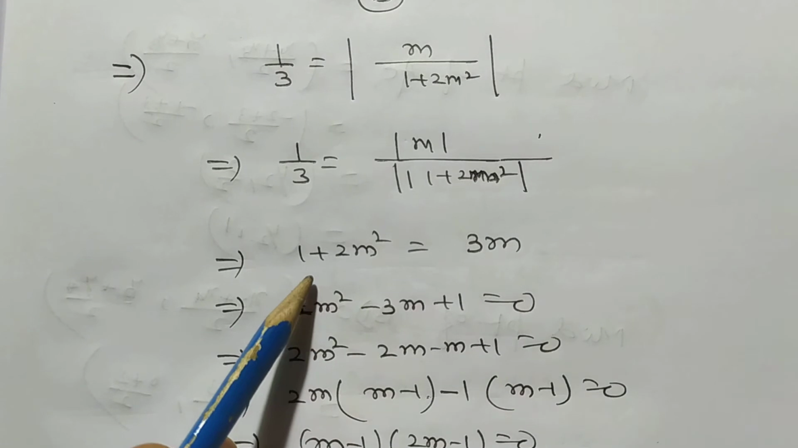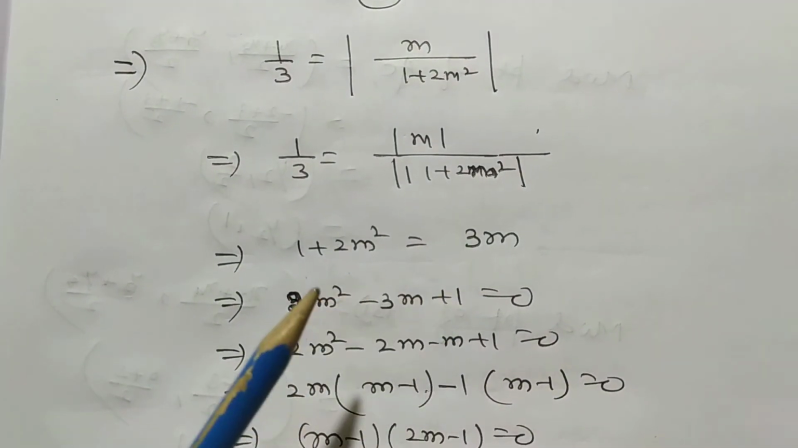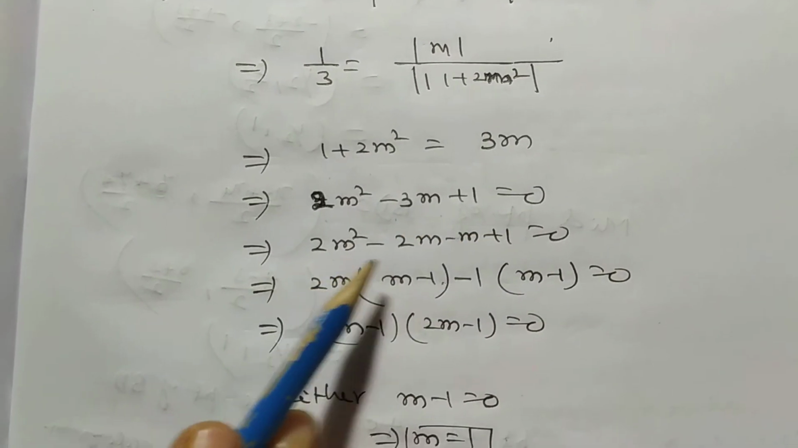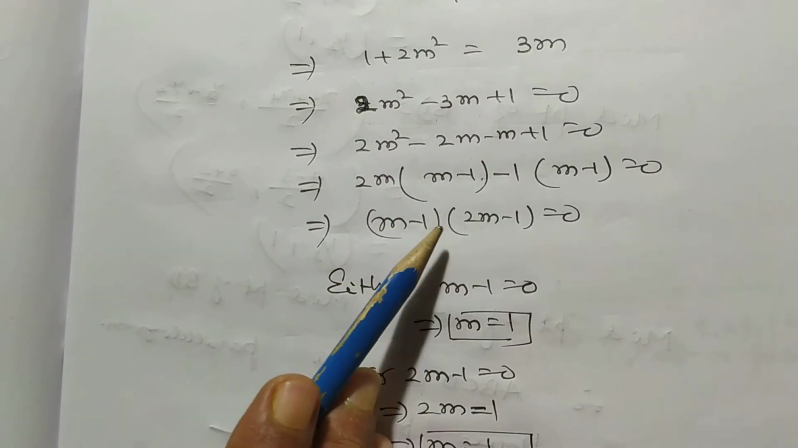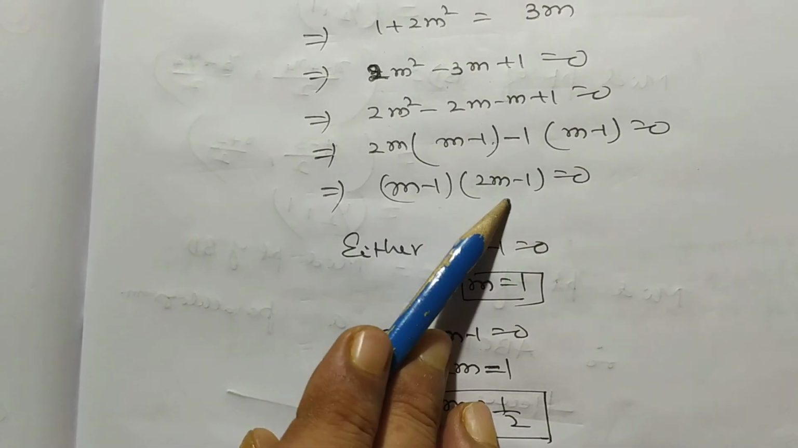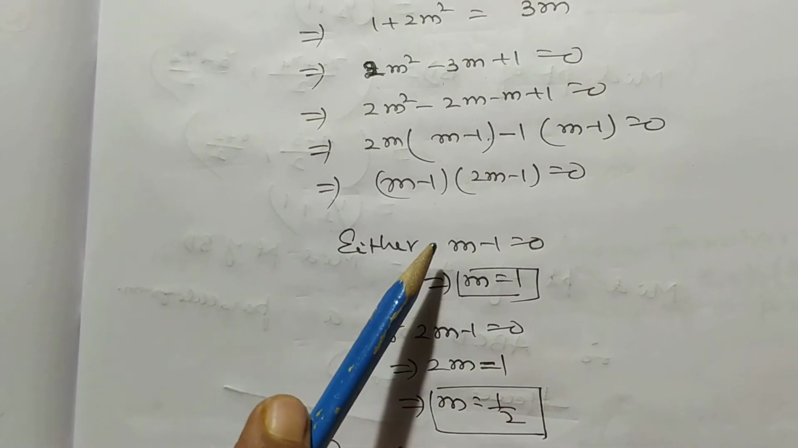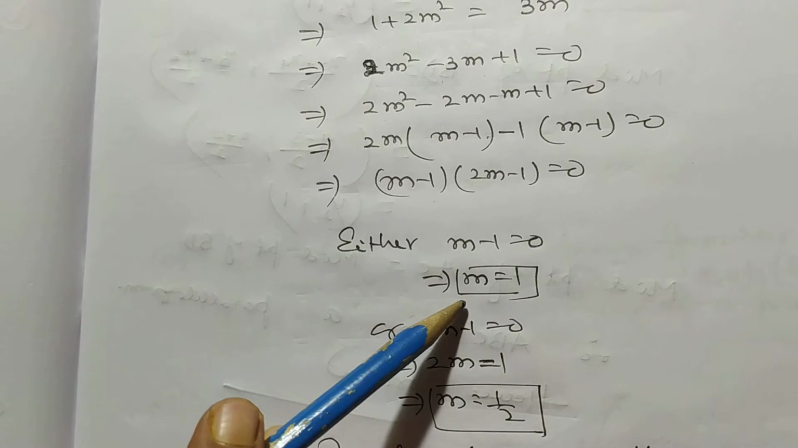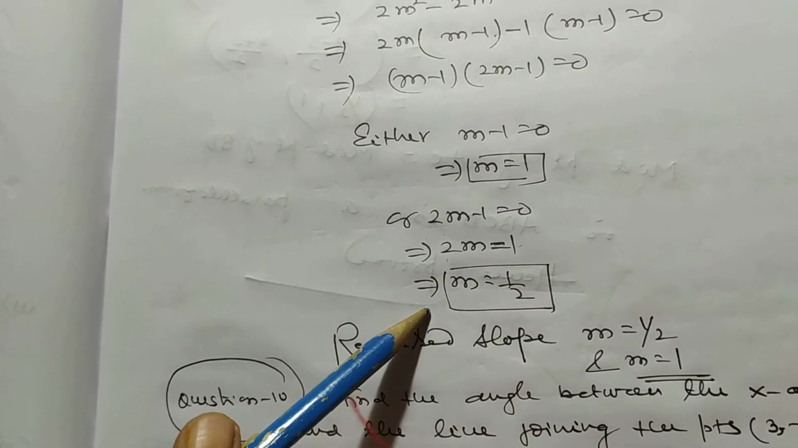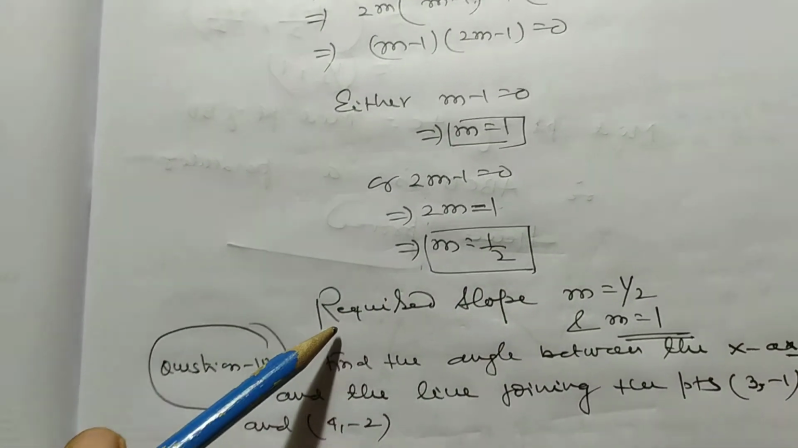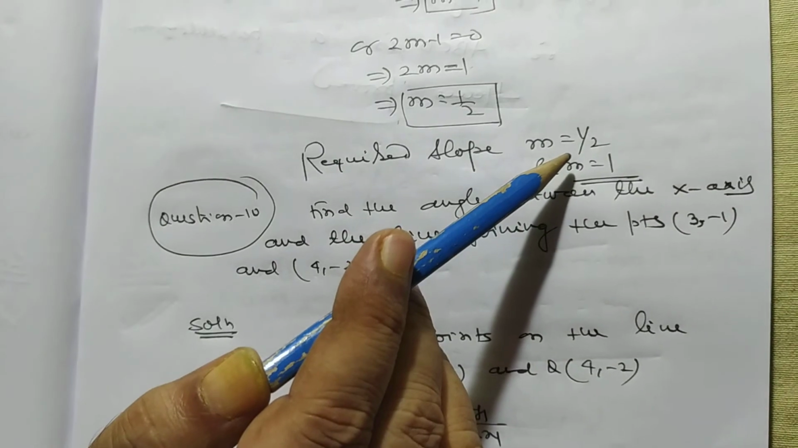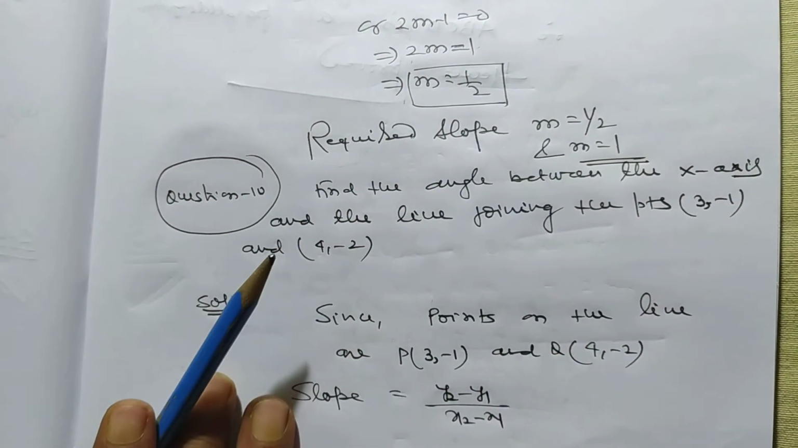After solving, we have 1 plus 2m square is equal to 3m. So 2m square minus 3m plus 1 is equal to 0. 2m square minus 2m minus m plus 1 is equal to 0. After factorizing, we have (m minus 1)(2m minus 1) is equal to 0. So either m minus 1 is equal to 0, so m is equal to 1, or 2m minus 1 is equal to 0, so 2m is equal to 1. This implies m is equal to 1 by 2. So the required slopes are m is equal to half and m is equal to 1.